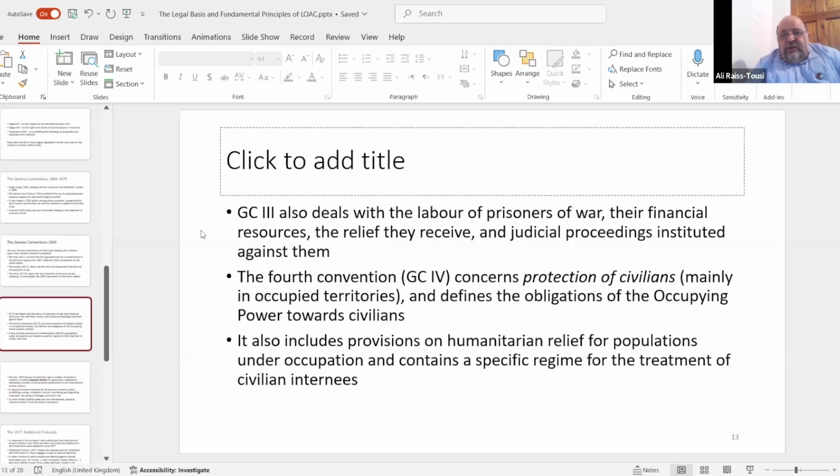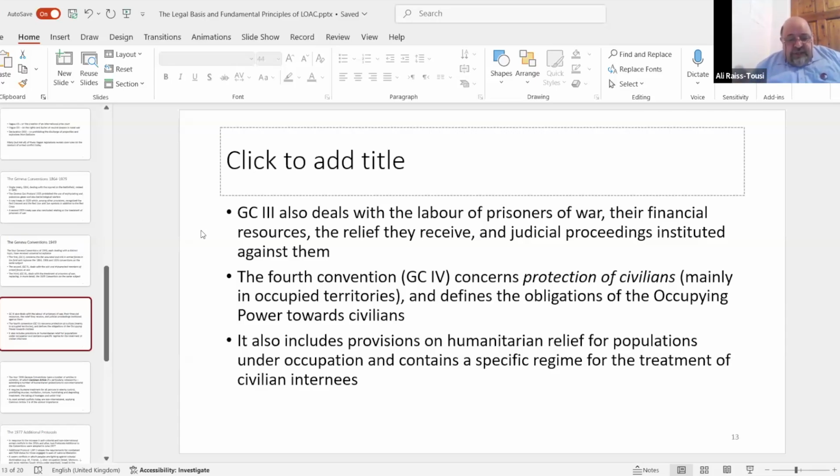So, for example, it deals with whether and in what circumstances prisoners of war can be forced to work or not, financial resources available to prisoners of war, relief that they can receive from family members sending them food packages or clothing packages, books, etc. And also judicial proceedings that can potentially be instituted against prisoners of war if they carry out criminal acts while they are being held by the enemy.